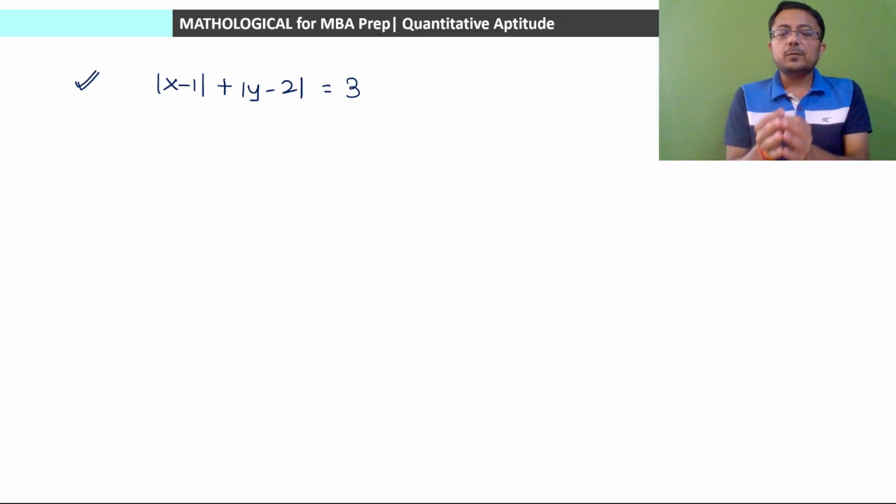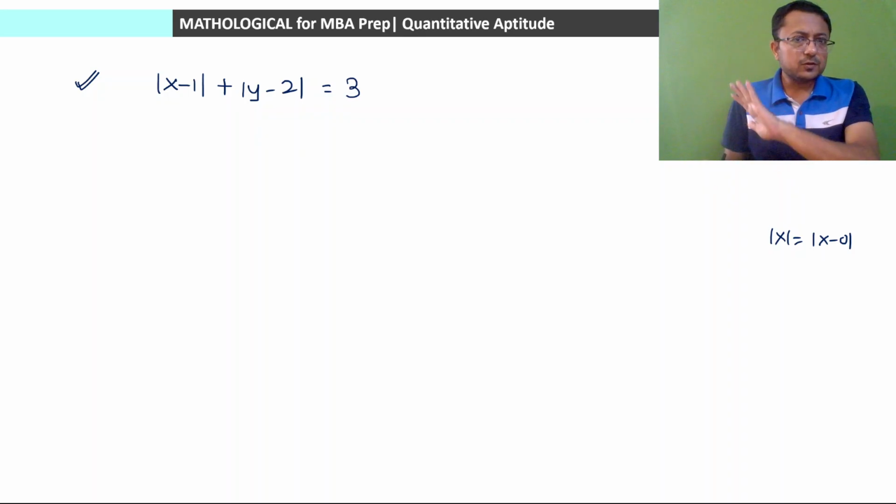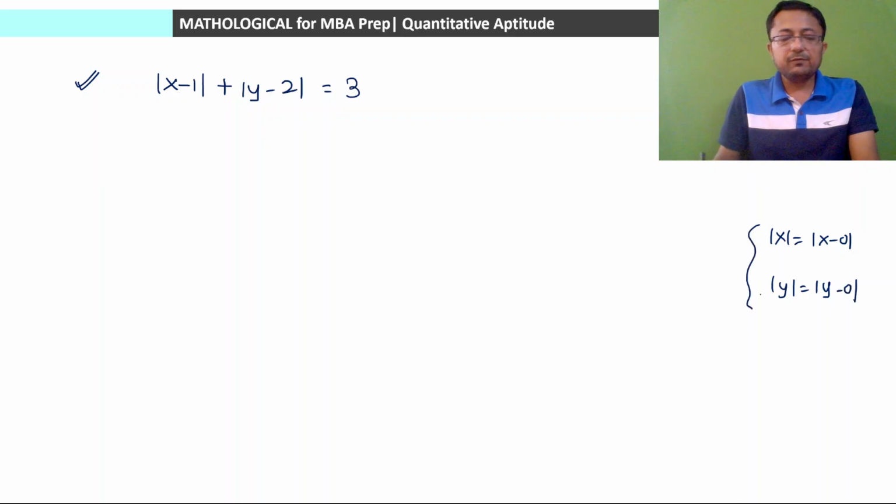So distance of x from 0, mod of x, was the same as mod of x minus 0. But we were not writing 0, because writing or not writing 0 means the same thing. Similarly, mod of y is the same as writing mod of y minus 0, that is, distance of y from 0. In this case, we are taking distance of x from 1 and distance of y from 2. That is, we are basically shifting. In case of the origin, we are taking distances of x and y from 1 and 2 respectively. That is the basic difference. Everything else will remain exactly the same.